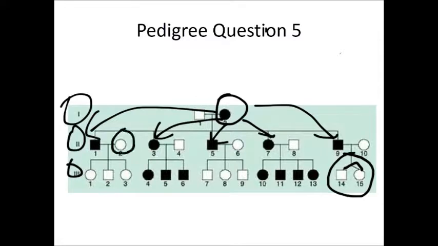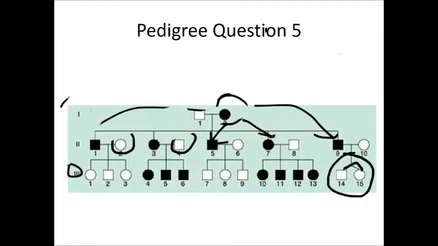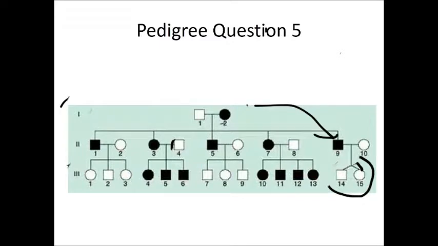Individual 2 is not her child. She is the spouse of a son. Individual 4 is not one of her children. He's the spouse of one of her daughters, and so on. So the female is giving it to every child. Now let's go a little bit further. Let's look at generation 2, person number 1.